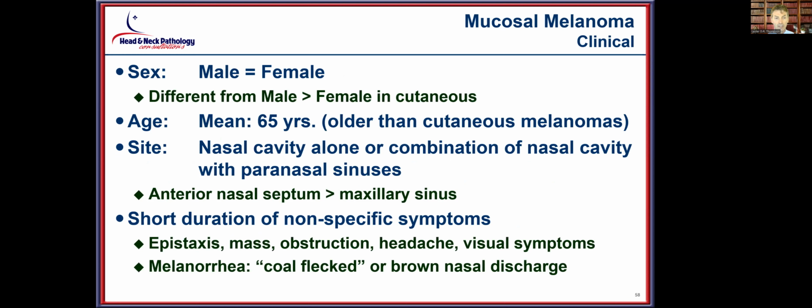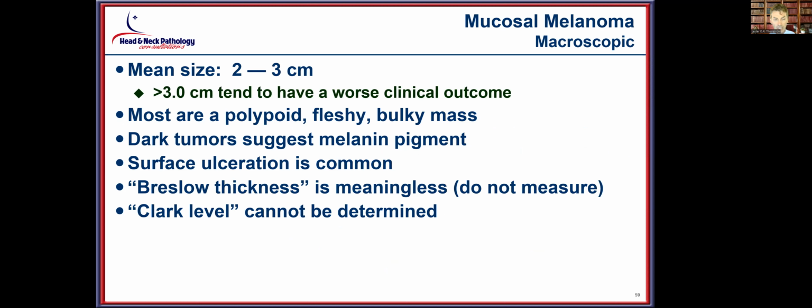Mucosal melanoma occurs in equal sex distribution, which is a little bit different than you see from the cutaneous counterparts. And the same thing, it is a much older age range at initial presentation than it is for cutaneous melanomas. So there are some very different factors about how this particular disease presents. Melanoria, or black, brown-flecked nasal discharge, is not a common finding, but certainly if it is seen, is very helpful in reaching the correct interpretation.